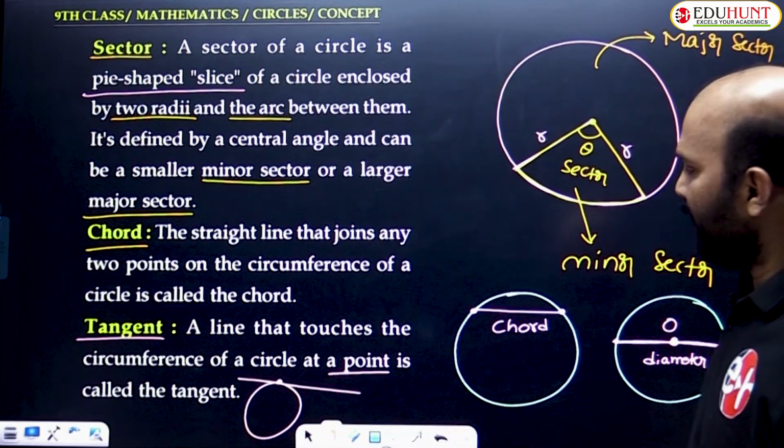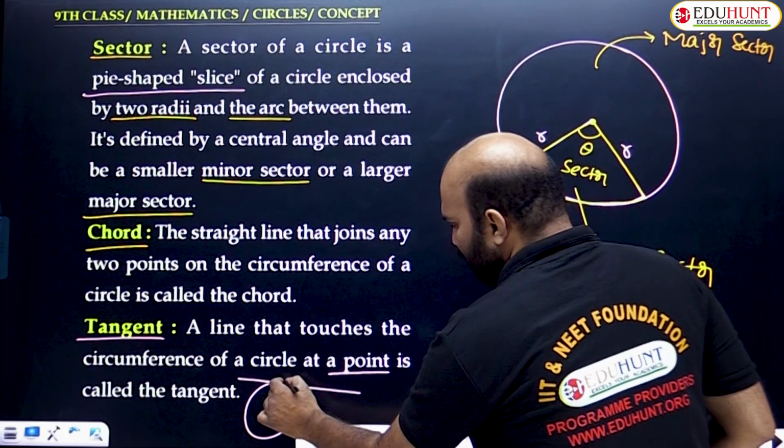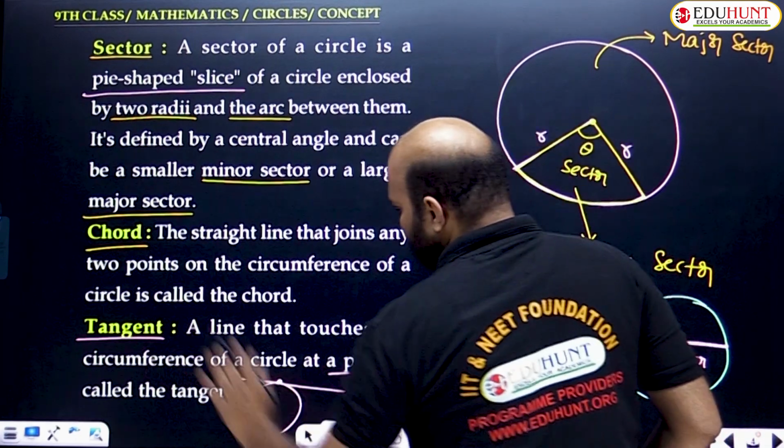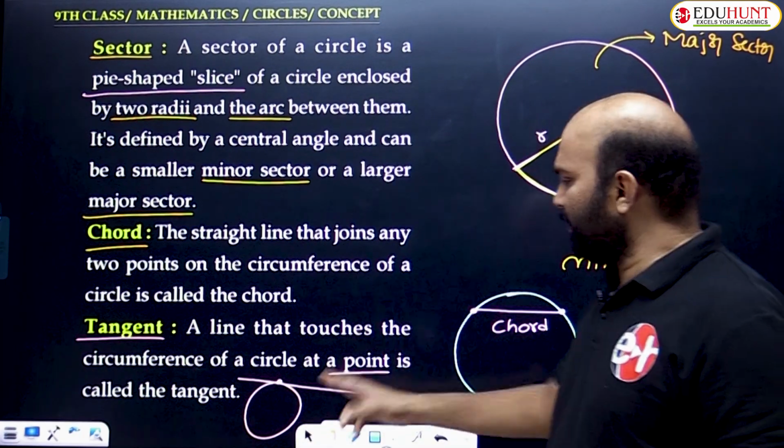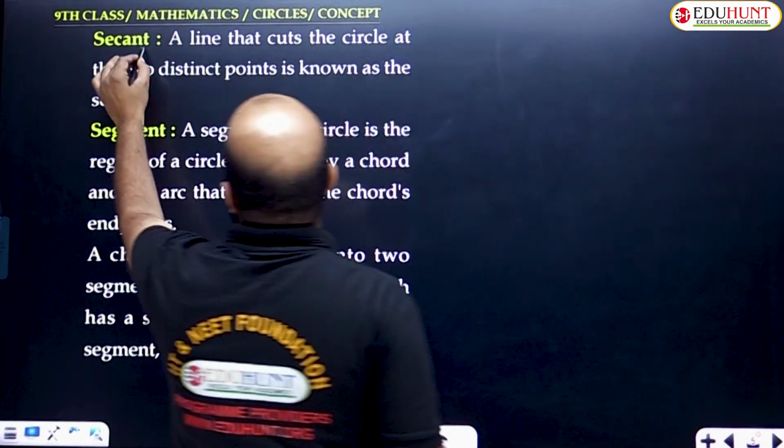This is a tangent. A line touches the circumference of a circle at one point. A point means one point. This is called a tangent. Am I clear? This is also very important, so later I will explain the concept of tangent. Next one, secant. This is also very important.